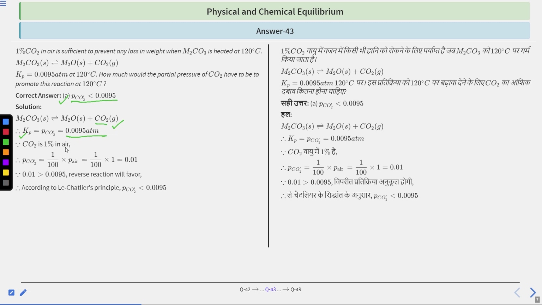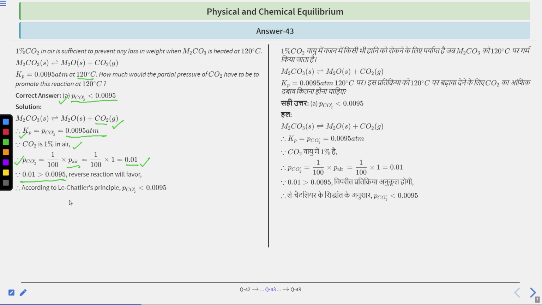Now, since CO2 is 1% in air, the partial pressure of CO2 will be 1 by 100 into the partial pressure of air, which comes out as 0.01. So the partial pressure of CO2 will be 0.01. You can see that 0.01 is greater than 0.0095, and if we consider 0.01 as the partial pressure of CO2, then the reverse reaction will be favored. But we are asked which partial pressure of CO2 is needed to promote this reaction at 120 degrees Celsius.